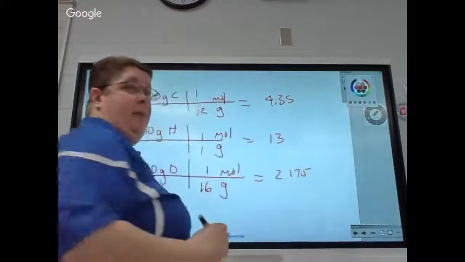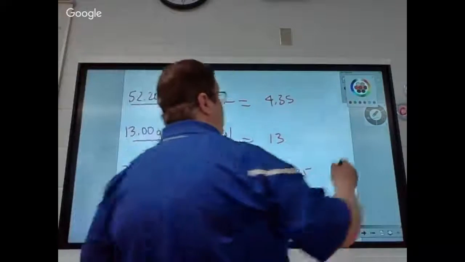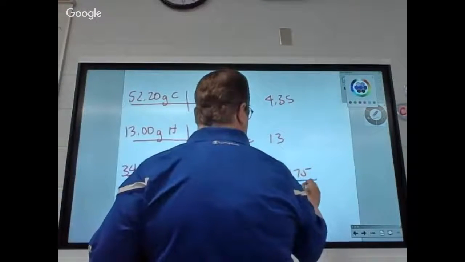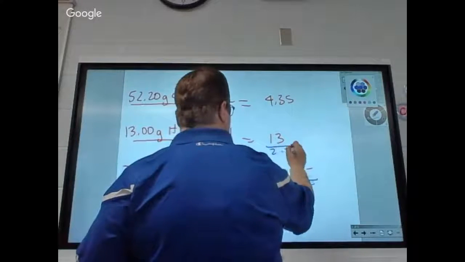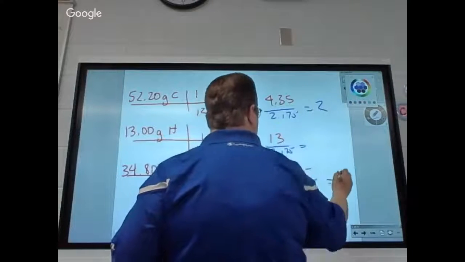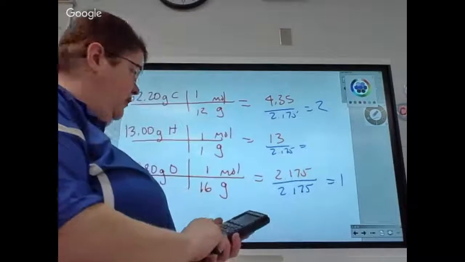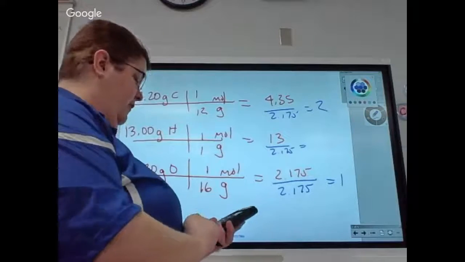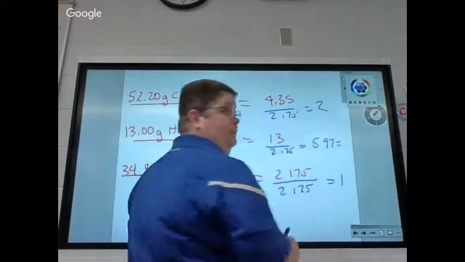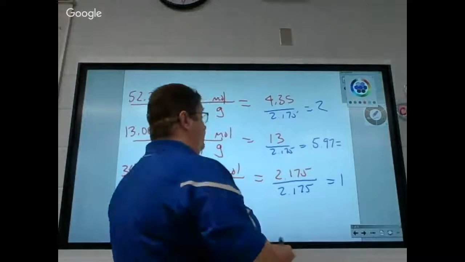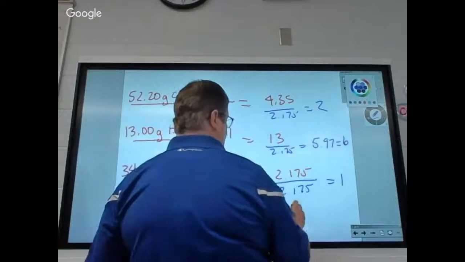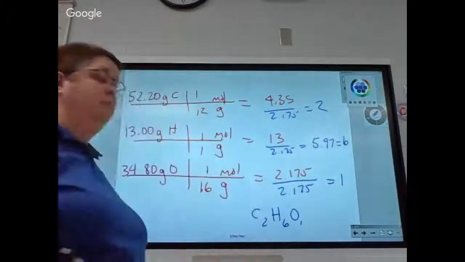All right, what are we dividing by? Okay. That's going to be a 2, that's going to be a 1. And 13 divided by 2.175 is 5.97, which is a what? Oh, 6. So C2H6O. You put 1 there, makes you happy.